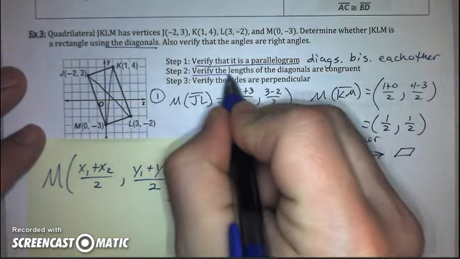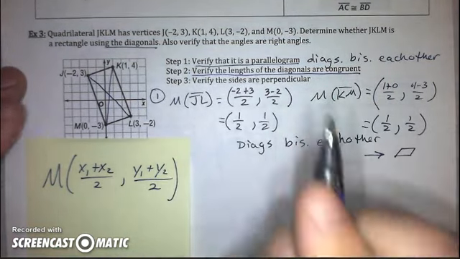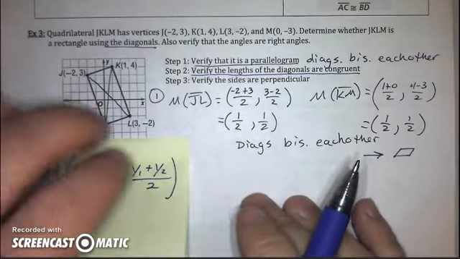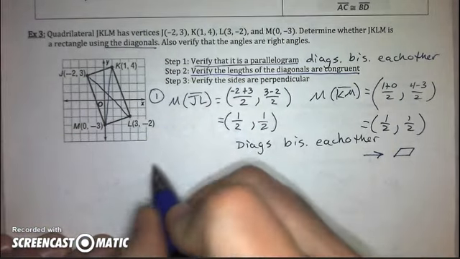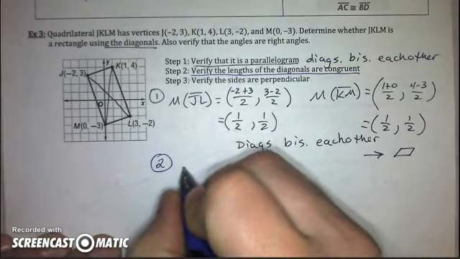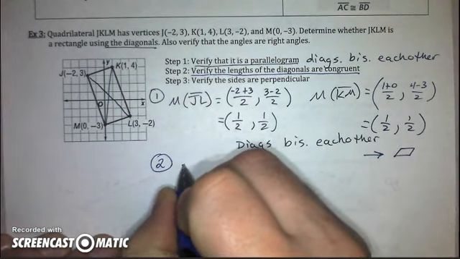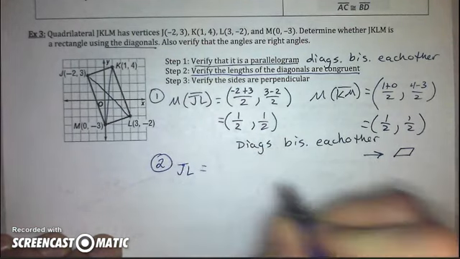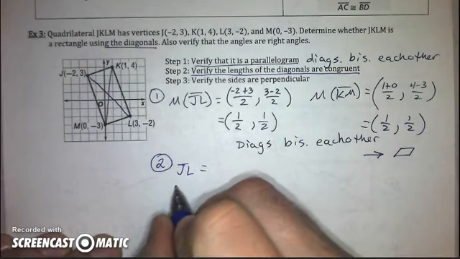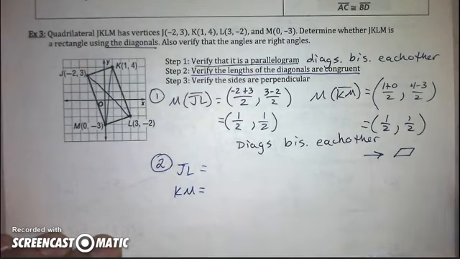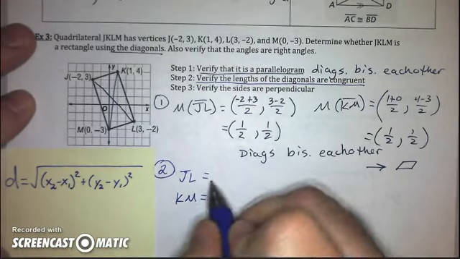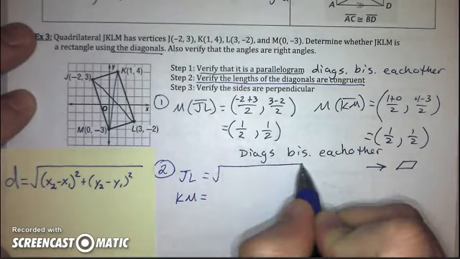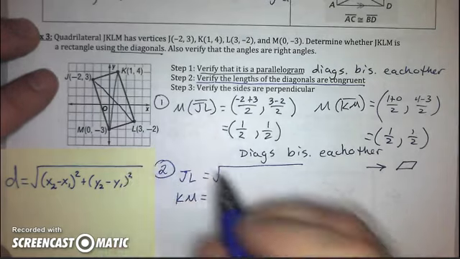Step two is to verify the lengths of the diagonals are congruent. So we're going to use our distance formula for step two. We're going to find the length of JL and the length of KM using our distance formula, which is this. And so we're going to use our distance formula to find the length of JL.